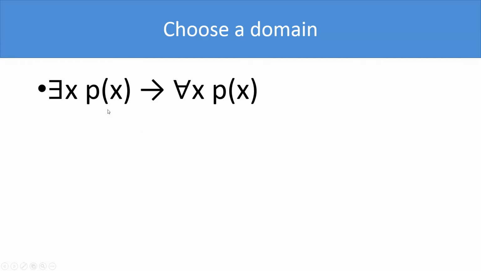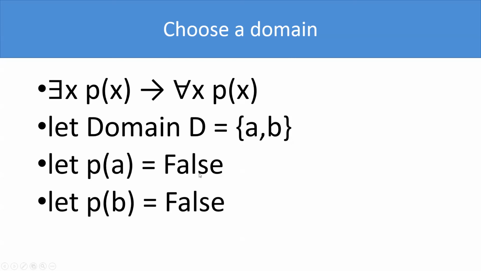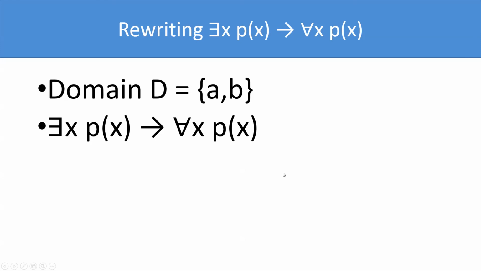Alright, so for the first one, we've got this here, and we need to choose a domain. So we're going to let domain D be the set of A and B. And we're going to let P of A be false, and also let P of B be false. I find with implies problems, it can be really easy just to keep everything false, and then it ends up being true in the end.